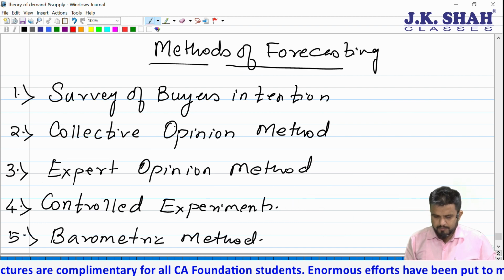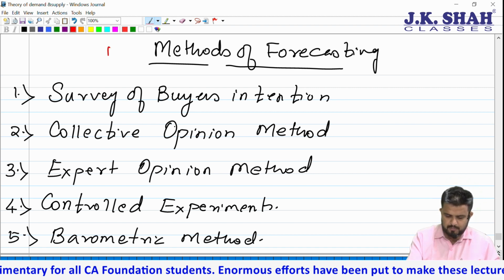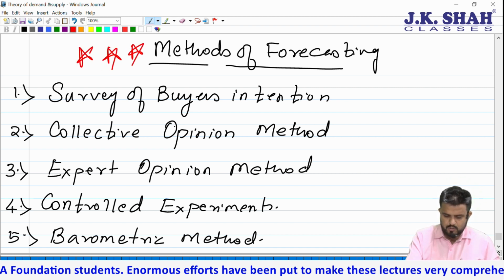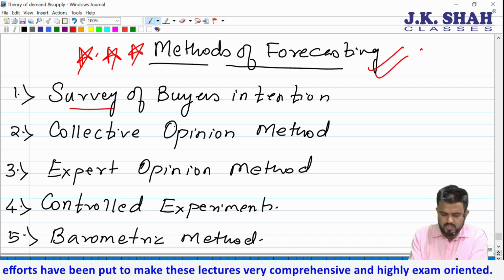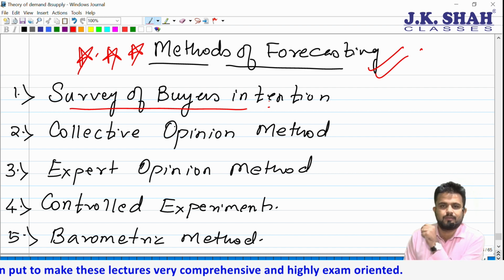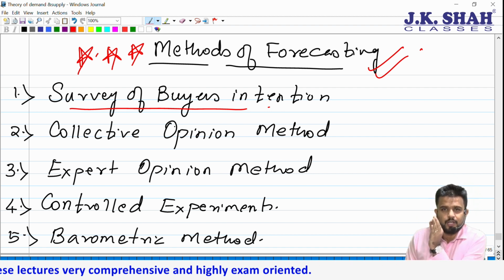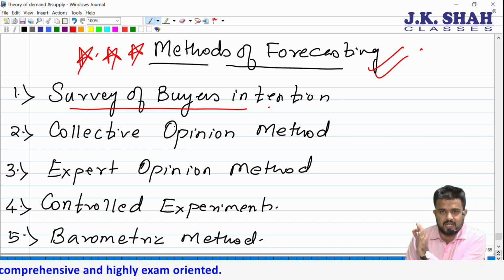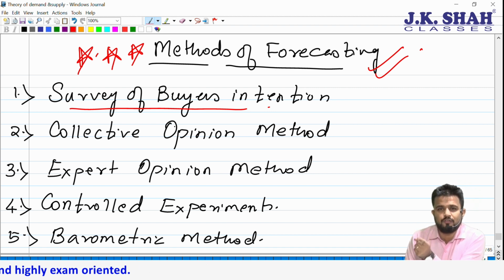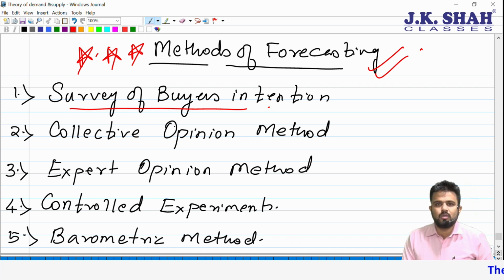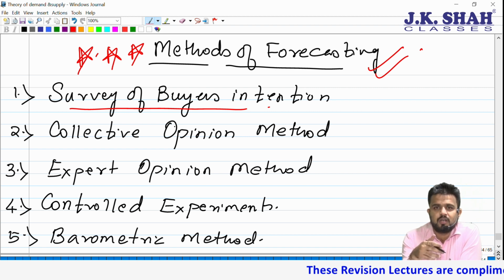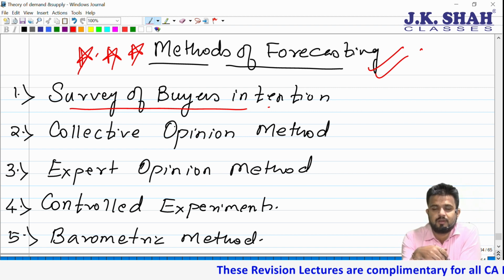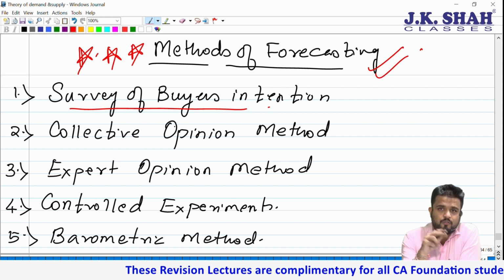Now moving to the methods of forecasting. This is very important, students. MCQs will be asked from this area. First is survey of buyer's intention. Listen carefully. Here forecasting is done taking the help of the prospective buyers. Now what company is going to do? Company is going to take feedback, information from the customers itself, which means here the burden of forecasting falls on the customer.